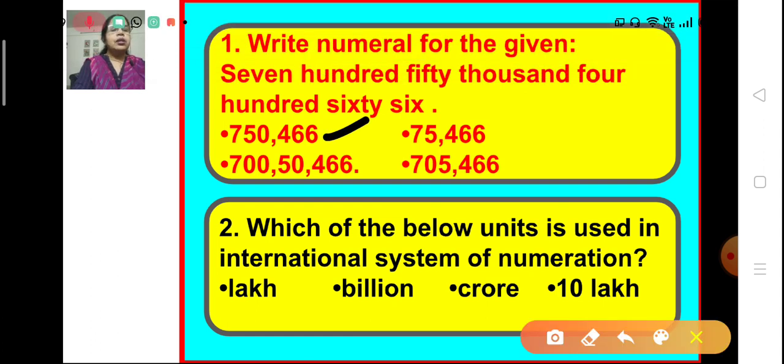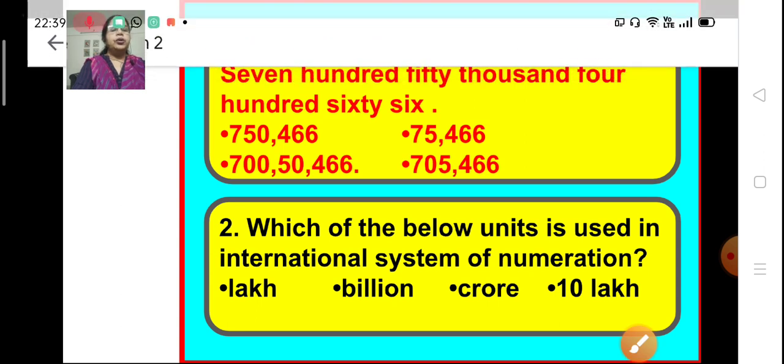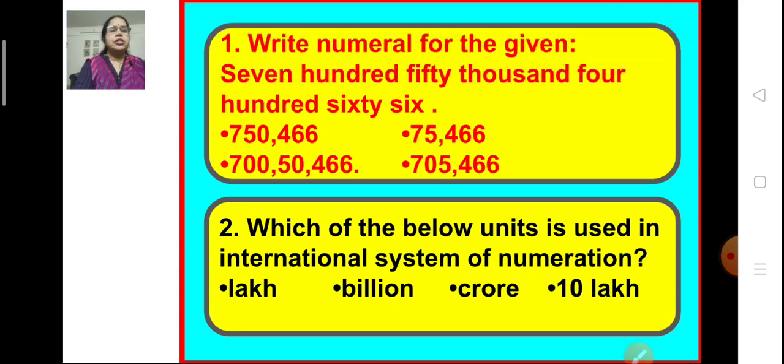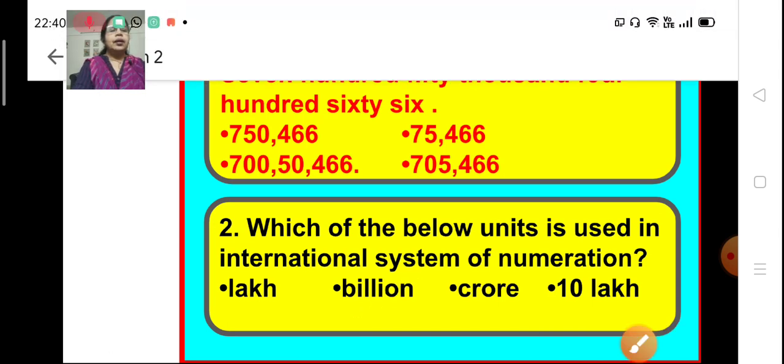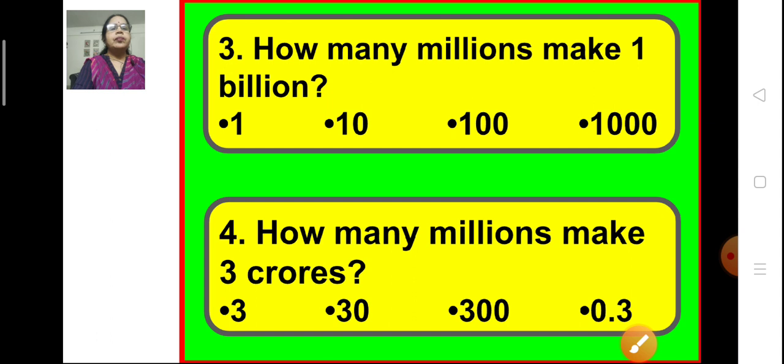Now next question. Second, which of the following units is used in the international system of numeration? Lakh, billion, crore, 10 lakh. So what is the answer for this? It is billion. Now moving on to the next one. Here from question 3, I leave the questions to you. You have to read and understand and choose the correct option. So how many millions make 1 billion? We have discussed this. You can solve on your own.